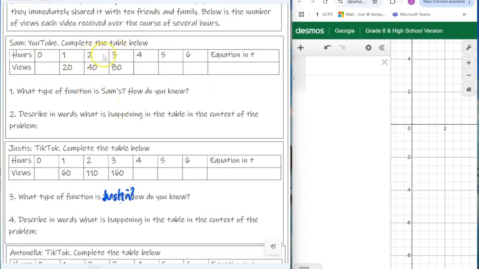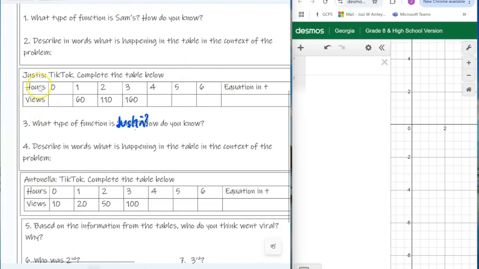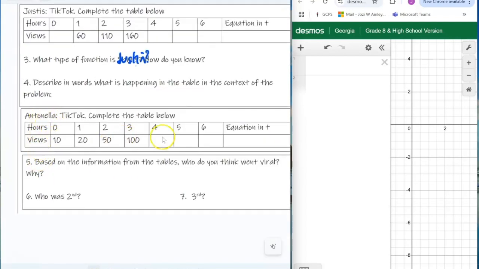So you're going to complete this table and then write a general equation for this table and answer what type of function it is and how you know, and then describe in words, in context, what's happening in this problem. You're going to repeat that for Justin, and for Antonella, you're just going to complete the table and the equation. Then you're going to answer a couple of questions.